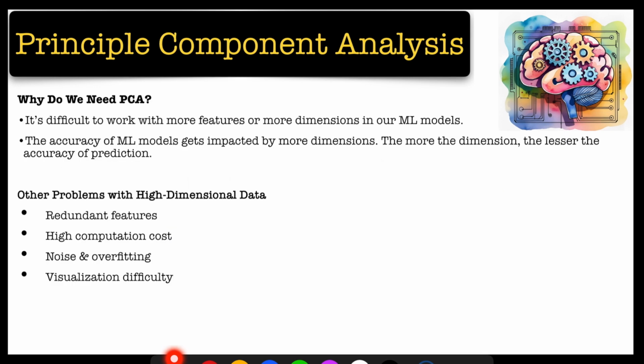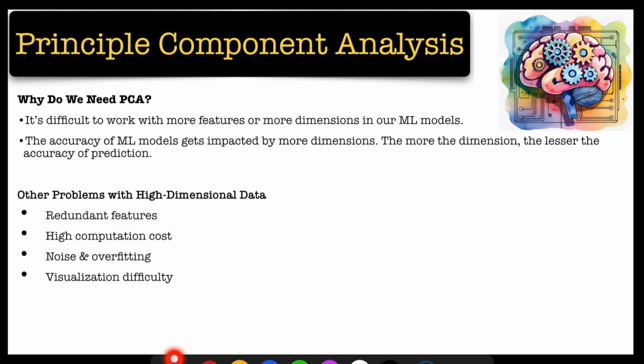Now, why do we need PCA? It's difficult to work with more features or more dimensions in our ML models. The accuracy of ML models also gets impacted by more dimensions. The more the dimensions, the lesser the accuracy of prediction. A few other problems are redundant features and high computation cost.